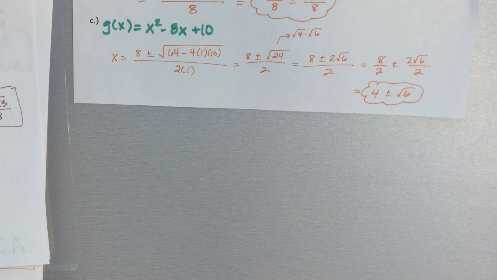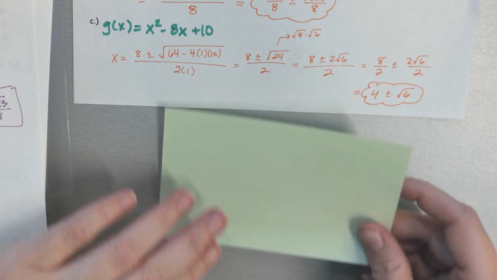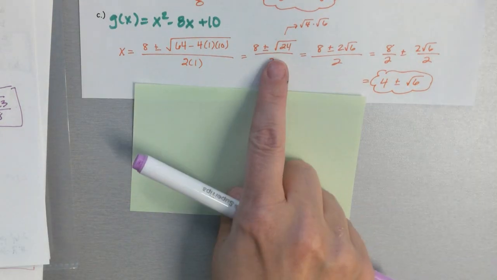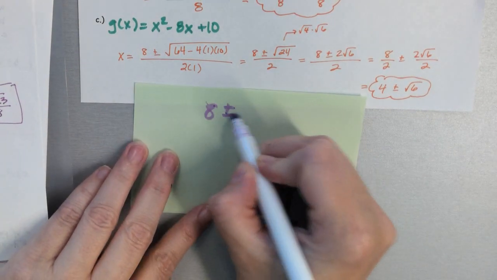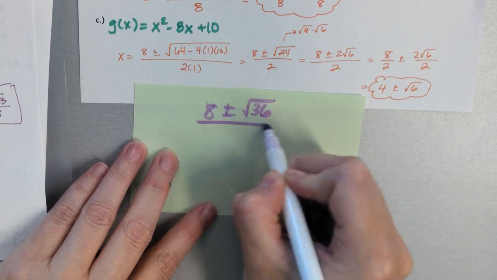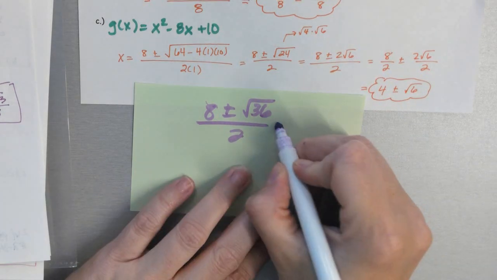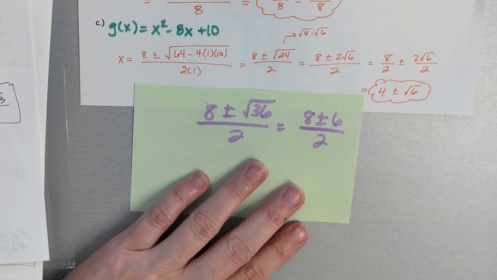Now, I do want to show you another type that you might see. You don't have to write this down with me. I really just want you to pay attention. So sometimes this might be a perfect square. So let's say instead of 24, we have the square root of 36, okay? So the square root of 36 is going to simplify to what? 6. So this is 8 plus or minus 6 divided by 2.